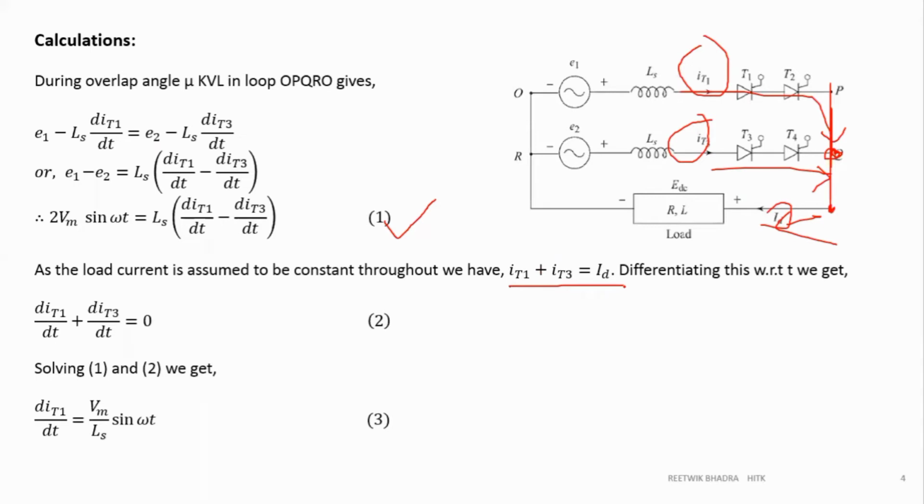Now, if you differentiate it, what is ID? Previously, I had shown you that ID was taken to be constant because the load current is assumed to be constant. If you differentiate a constant term, you will get 0. So ID differentiation will give you 0, and diT2/dt plus diT3/dt is equal to 0.